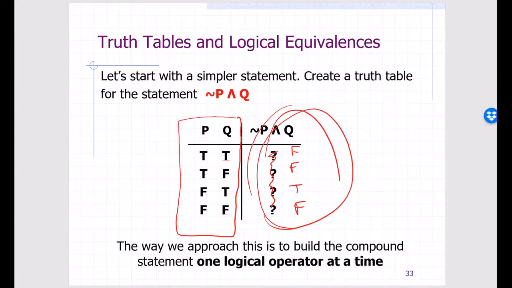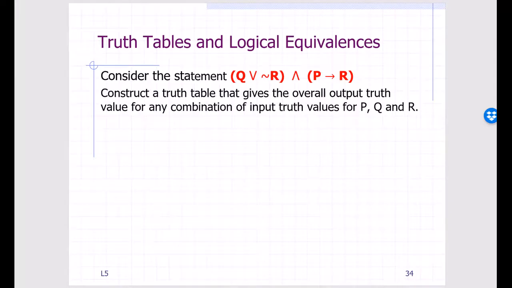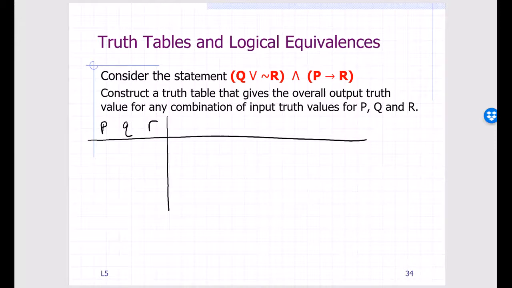So if you think about what happens with just this first row, TT, P is true, Q is true. Well, this could be followed, if there's a third statement, R, by either a true or a false. So consider this statement to find the truth values. Now we have a P, a Q, and an R. So if P and Q are both true, now you have 2 options for the R. R could be true or R could be false.